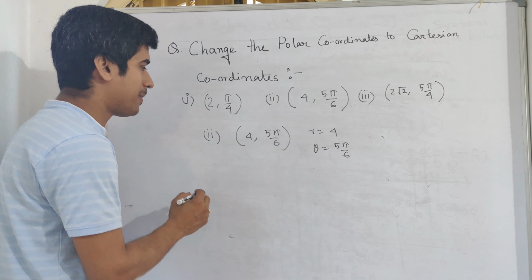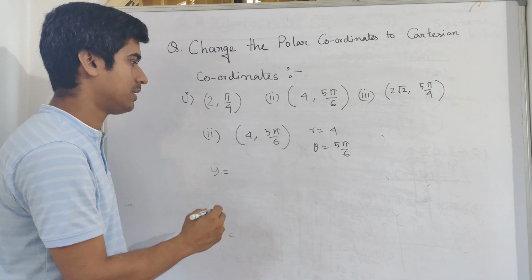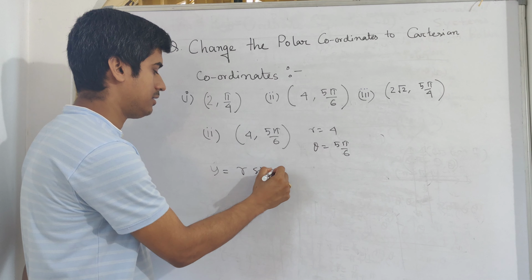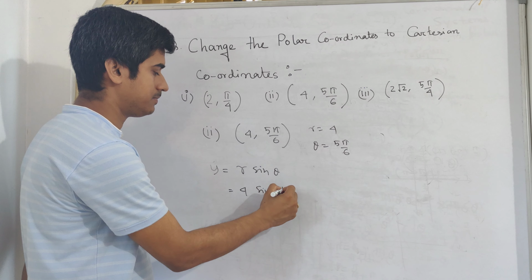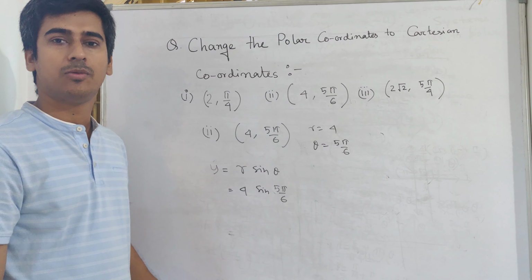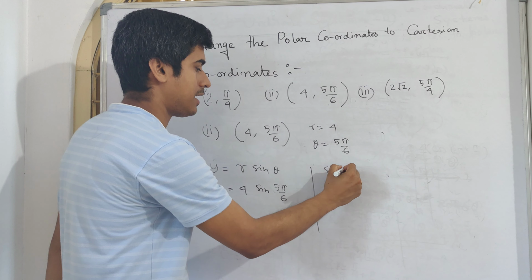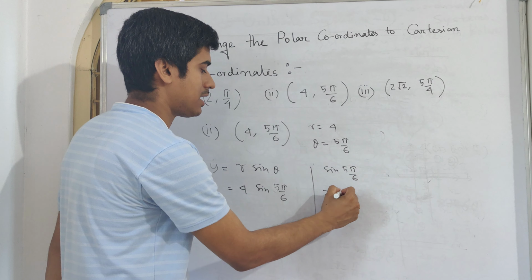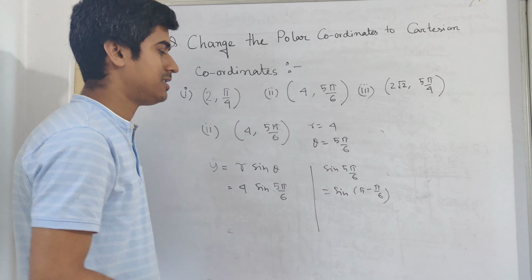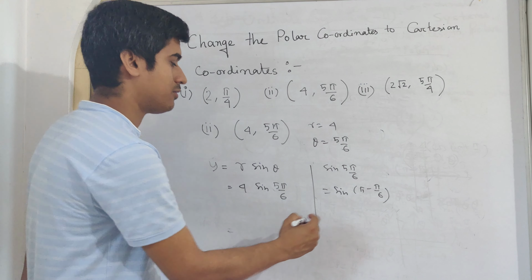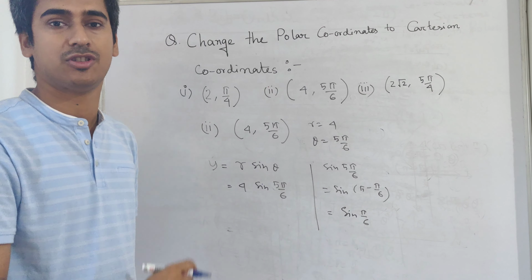Now we will find y. y equals r sin theta, so 4 sin 5 pi by 6. Now we have to find the value of sin 5 pi by 6. So sin 5 pi by 6 equals sin of pi minus pi by 6. Now it is in the second quadrant, so sin of pi minus pi by 6 equals sin pi by 6, as in the second quadrant, sin theta is positive.